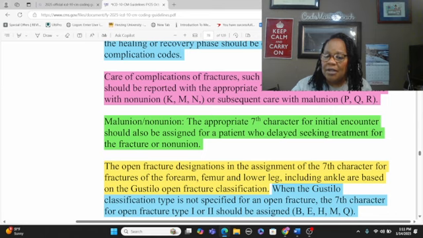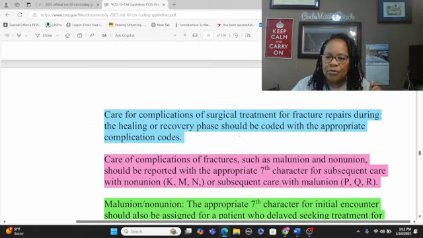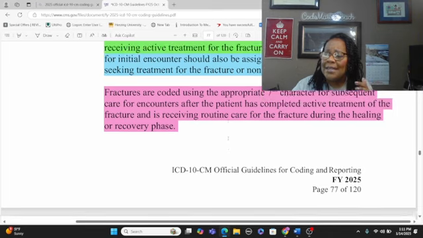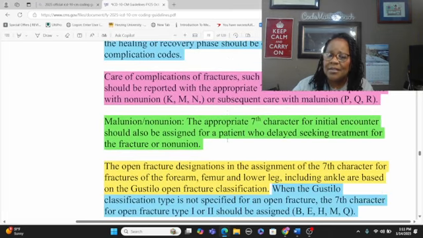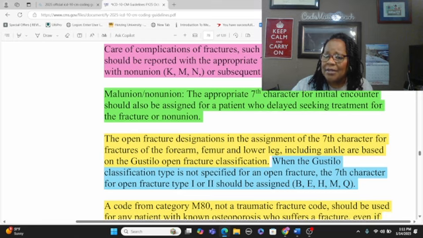In malunion and non-union, it says the appropriate seventh character for initial encounter should also be assigned for a patient who delayed seeking treatment for the fracture or non-union. Again, same thing we said up here about the patient that waited to come in thinking they were going to treat it themselves, and they realized they can't treat it themselves. So when it doesn't join back together on its own, and this is their initial encounter, then you need to use the appropriate seventh character for initial for treatment of the fracture or the non-union.